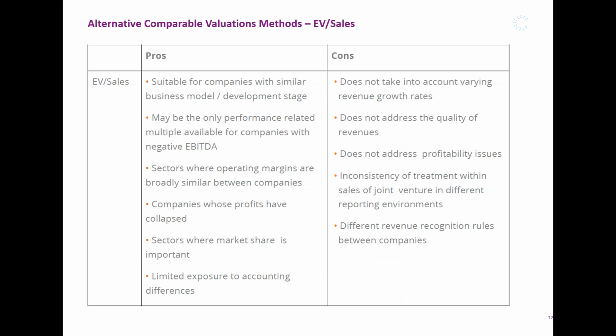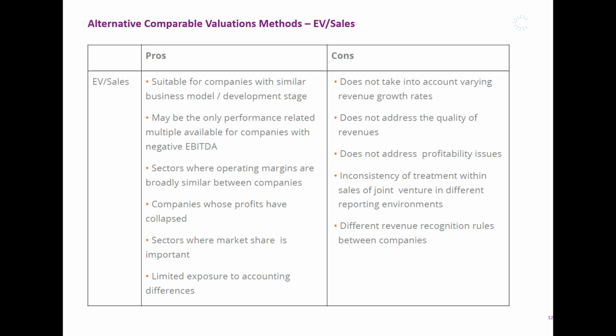So, okay, let's go through these one by one. So the first one, EV sales. What are the pros? Well, it's suitable for companies with similar business model development stage, so good for early companies. Maybe the only performance-related multiple available for companies with negative EBITDA. So as I mentioned, a lot of tech companies are going to be negative EBITDAs. They're not really making a profit yet, so how else do you value the business? You can do a future cash flow, but it's kind of hard to estimate, but revenue doesn't lie, especially historical revenue. So if you do a multiple of that, it's a good way of comparing it. Sectors where operating margins are broadly similar between companies, you can make an estimate on that basis.